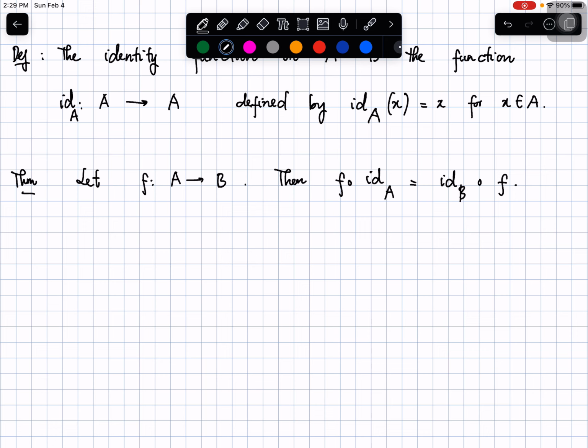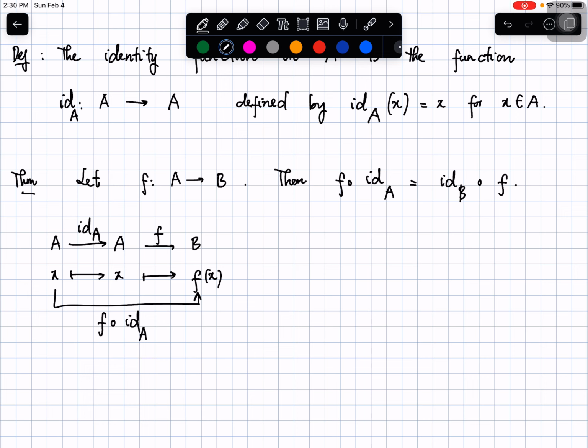What is that? We know f is a function from A to B. We know identity on A is a function from A to A. It sends any point x in A to exactly the point x, right? And then x is sent to f of x in B. Okay, so we have this. The function f composed with identity on A is the function from A to B that sends x to f of x.